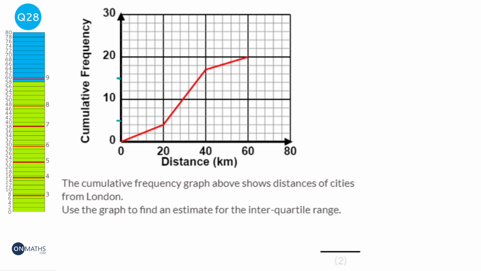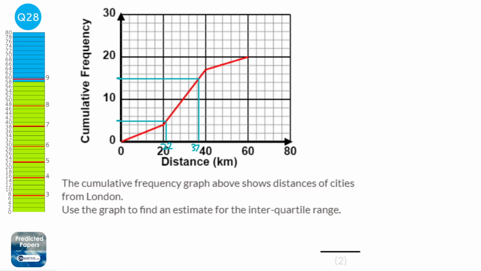So we draw a line across to find our lower quartile, a line across and down, and I think that is roughly 22. We do the same again for our upper quartile, line across and down, and that's roughly, these are going up in 4s, so maybe 37, because this line here would be 36, so that would be 37.